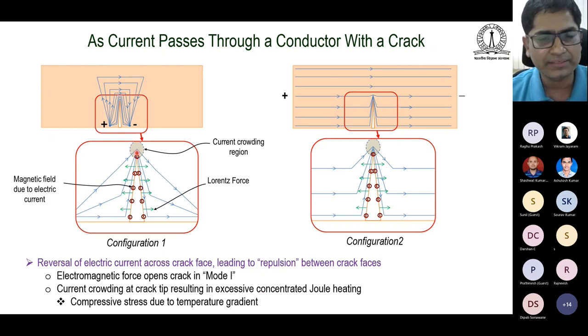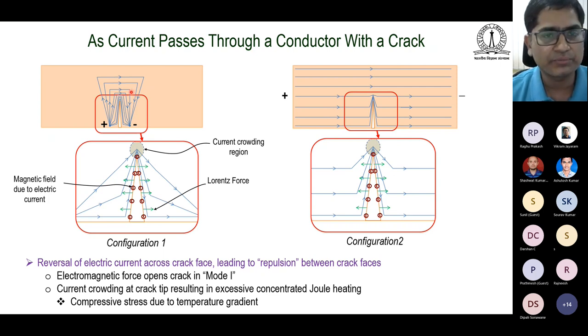Now this has an interesting effect in two ways. First of all, the temperature will be higher at this crack tip. And as we go away from the crack tip, the temperature will be lower. So there will be a temperature gradient that will be established. And in a metal which is going to expand because of the heating, this will lead to compressive stresses at the crack tip. Because this is hotter, this wants to expand more, whereas this part doesn't want to expand in the same amount.